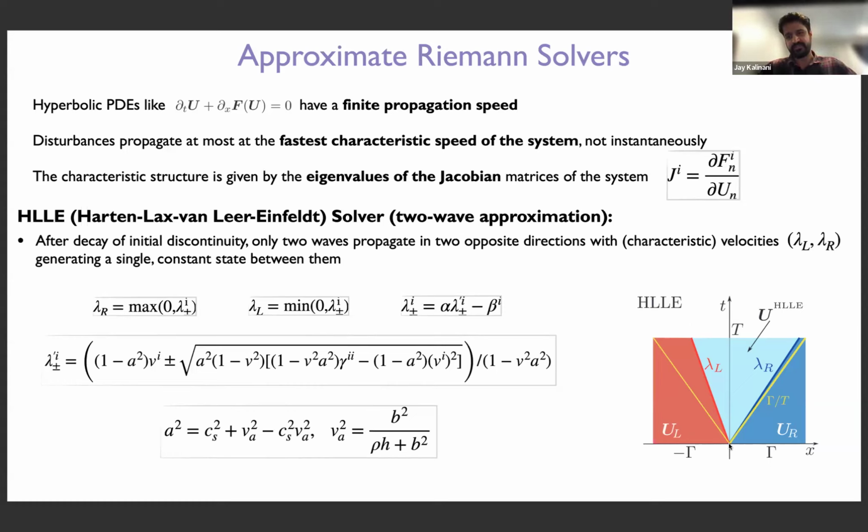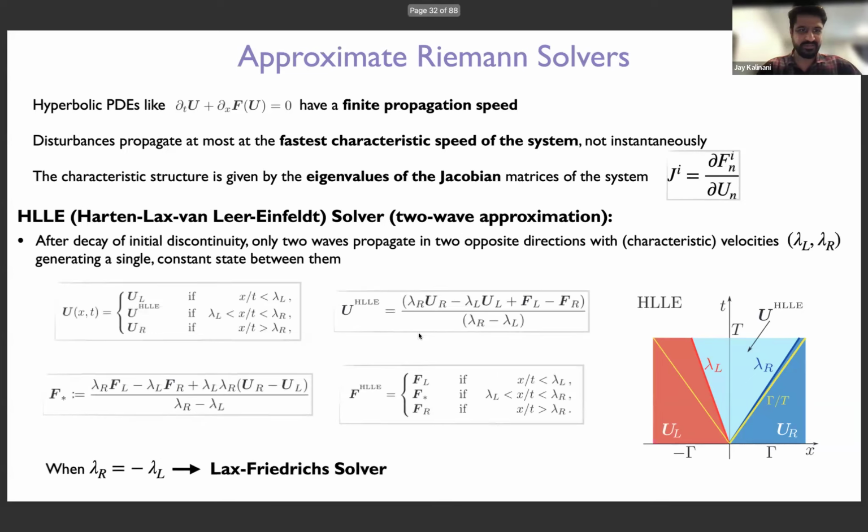And once the discontinuity starts to evolve in time, you imagine that there are two waves that are evolving with different speeds, called lambda L and lambda R. And this develops a constant third state in the middle, which we call the HLLE state. And there are some expressions on how you can compute lambda L and lambda R. I won't go into detail. You can ask me later too.